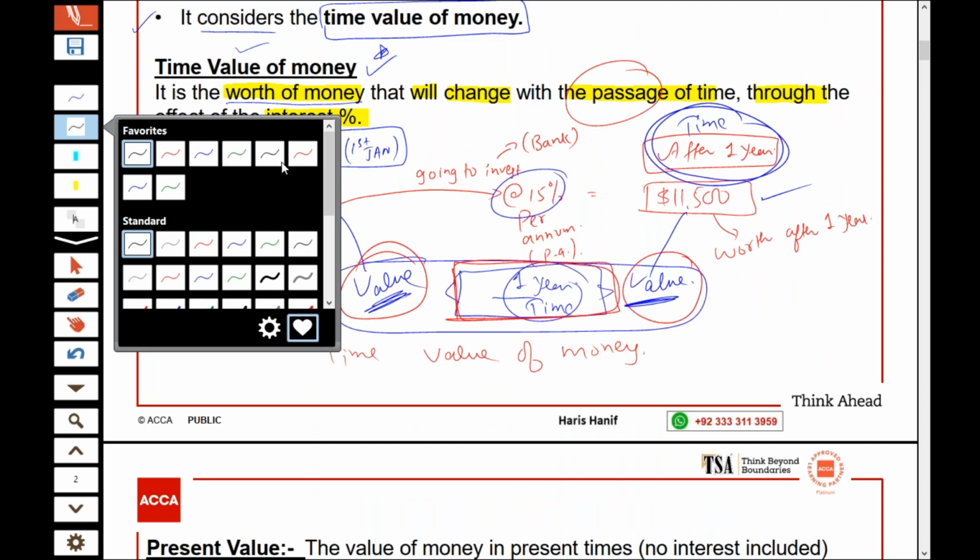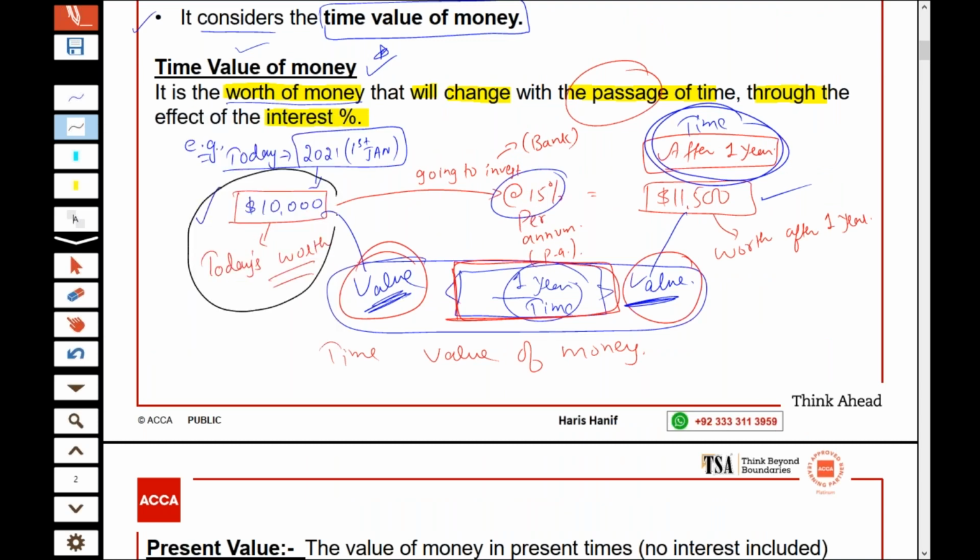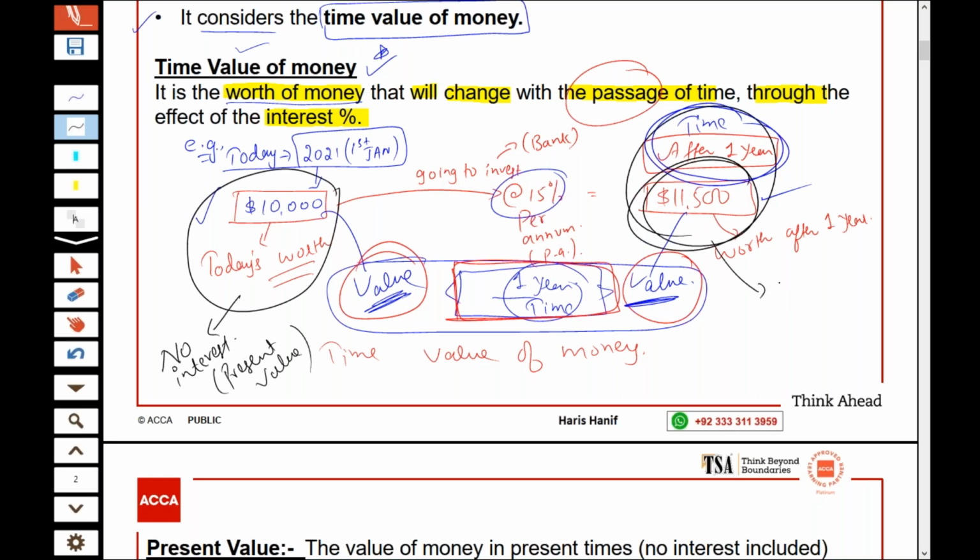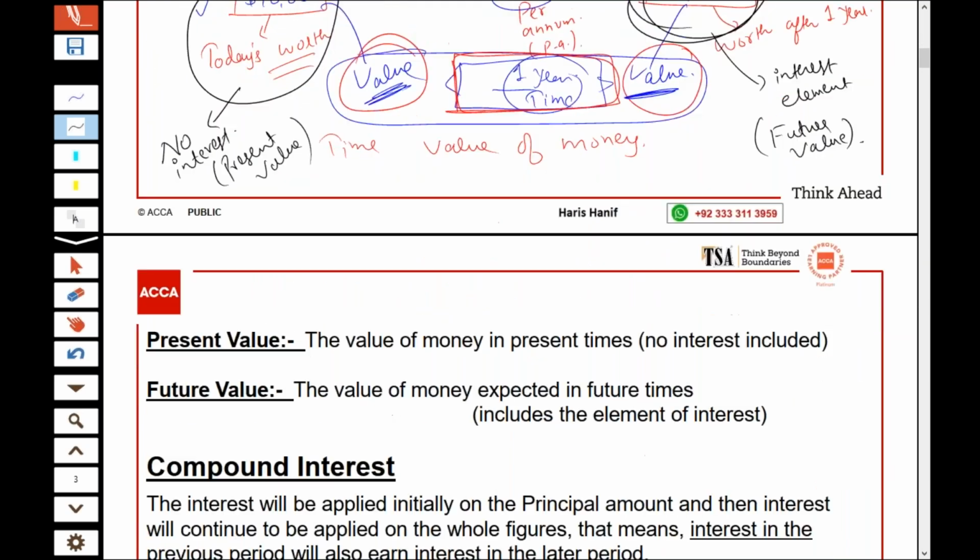In this 10,000, there is no interest. There is no interest, so it is the present value. In this 11,500, there is an interest element added. This is known as the future value, the expected future value. Okay. So what is the present value?